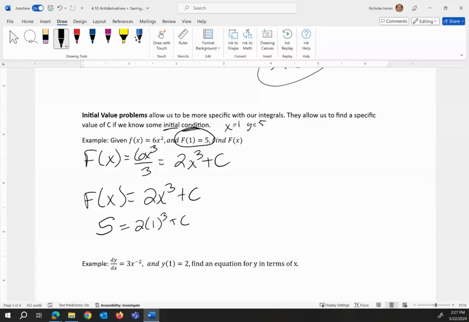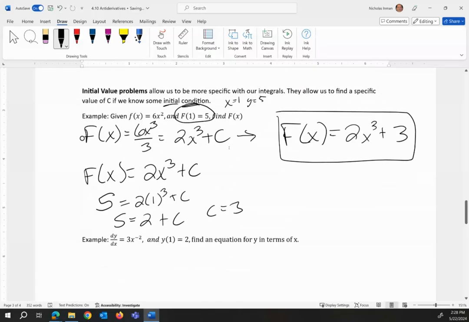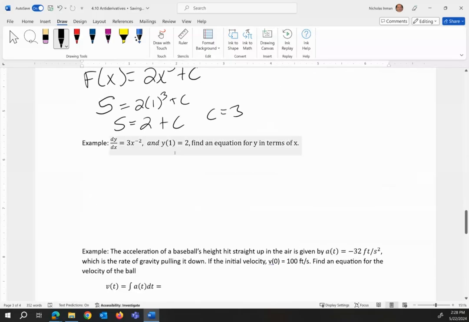What this allows us to do is solve for that c value. 1 cubed is 1 times 2, so c is 3. So instead of 2x cubed plus c, I can say it's 2x cubed plus 3. I can find the actual value of that c, and it looks better. It's nice to know what that is, but I have to know more about my original function than usual. Okay, I actually have to know that initial value. All right, we can keep going.